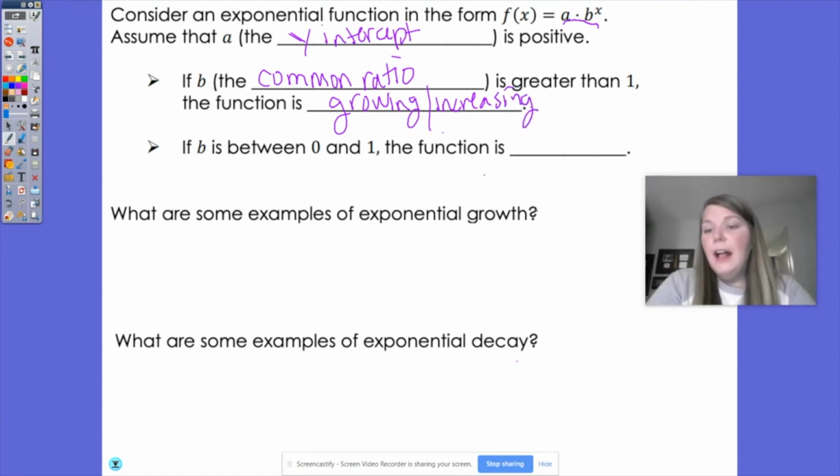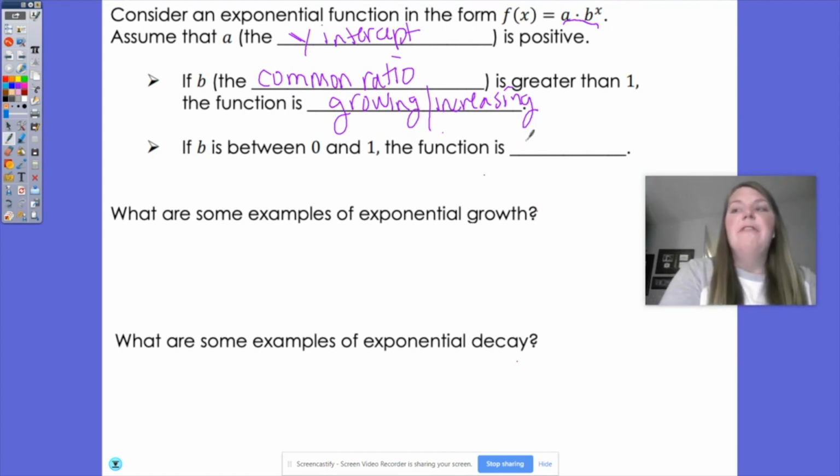So that means our values are going to be getting bigger as our time or our x value increases. Now, if that b value is between 0 and 1, either a decimal or a fraction, a lot of the times here we're going to be looking at decimals because we're going to be dealing with percentages and money, and we don't usually look at those in forms of fractions. Then that function is going to be called decaying or decreasing.